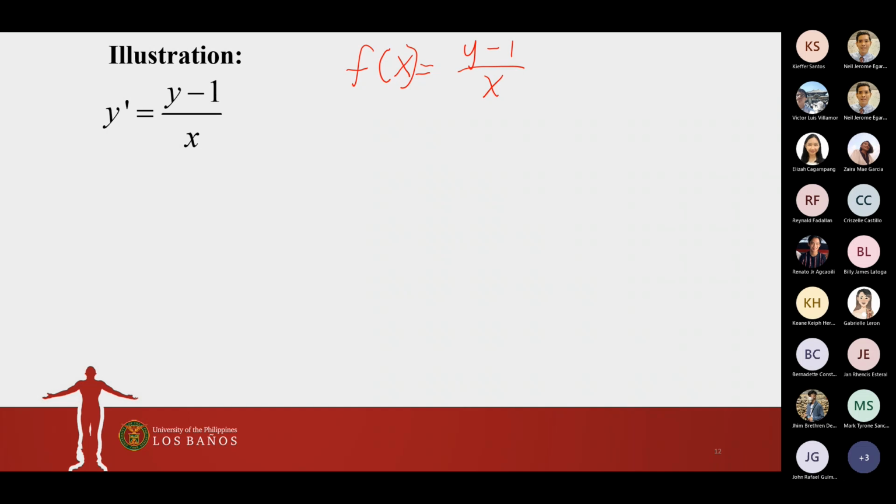Tapos what can you notice about f? Saan continuous si f? Anyone? Remember, ang usapan lamang natin, ang sabi ni Picard, i-check mo lang saan continuous si f at saka si partial ni f with respect to y. Then kapag alam mo na kung saan siya continuous, malalaman mo na kung saan initial conditions magkakaroon ng unique solutions.